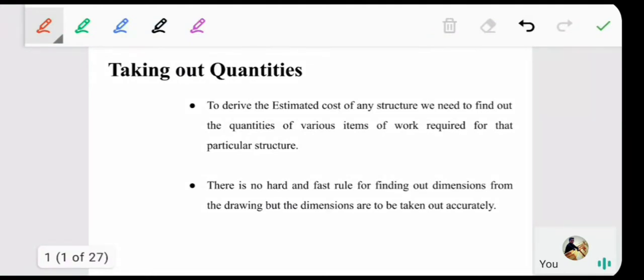quantities. Finding the quantity of a particular item of the work, like brickwork, RCC work, plastering, is known as taking out quantities. Now, whatever quantities you are finding out of the items required for the particular structure, there are two methods for that.